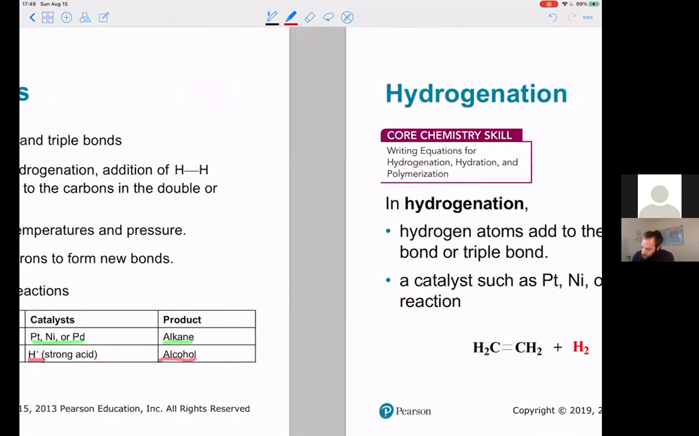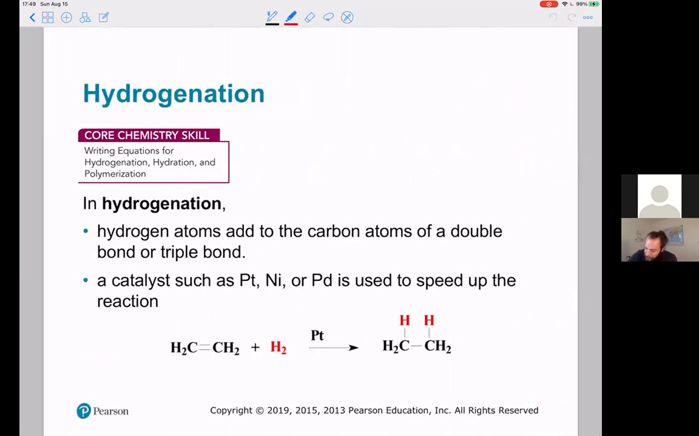Okay, let me show you why they're called addition reactions, because I think it will make a lot more sense once we look at an example here. So again, the first step, hydrogenation. This is taking an alkene plus H2 gas. We have our palladium catalyst, and we're going to get an alkane at the end.